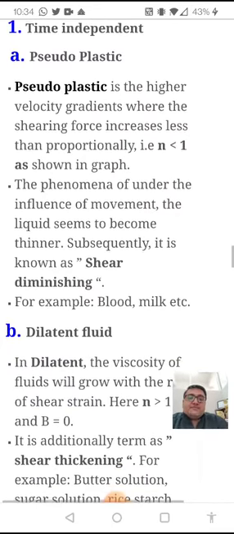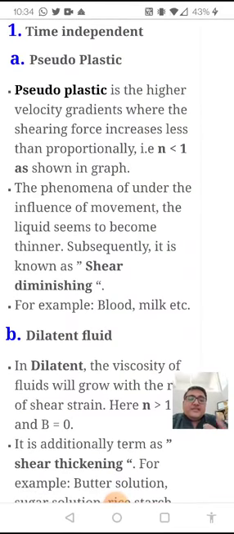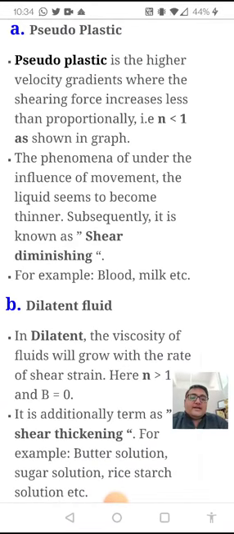So what happens is, as the velocity gradient increases, the liquid becomes thinner and thinner. That is the particular characteristic of the pseudoplastic fluid. Pseudoplastic fluid examples are blood, milk, etc. So if after attending this lecture someone asks you which kind of fluid blood is, what would be your answer? The answer is, sir, blood is a pseudoplastic type of fluid, which does not follow Newton's law of viscosity, hence it is called a non-Newtonian fluid.